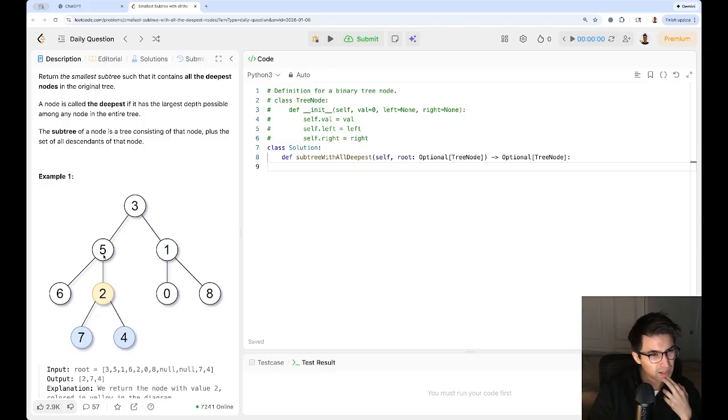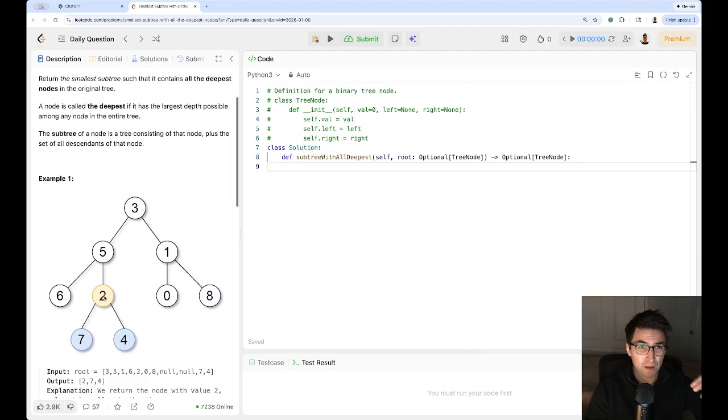So if the two child nodes, assuming they have two child nodes, if both of them return a depth that is the same, assuming 6 has a child node of 1, and 2 still has 7 and 4, a depth of 4 gets returned to 2, which gets returned to 5.